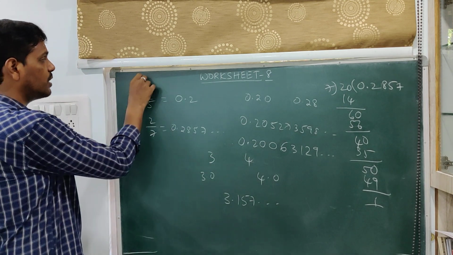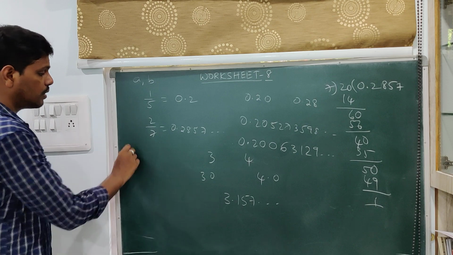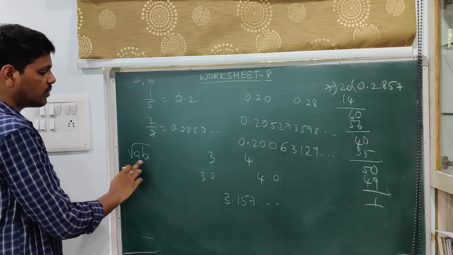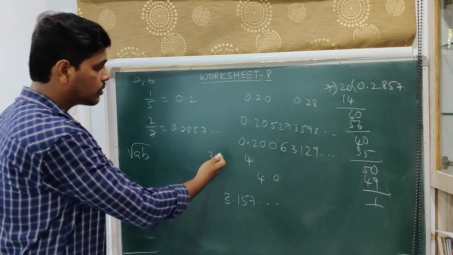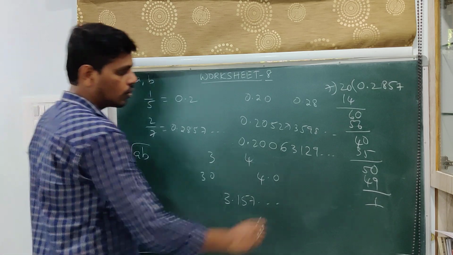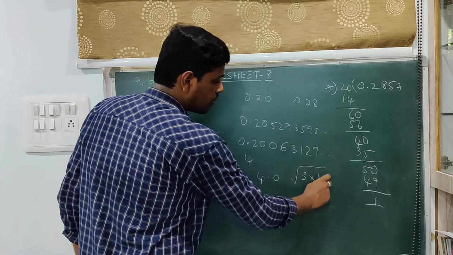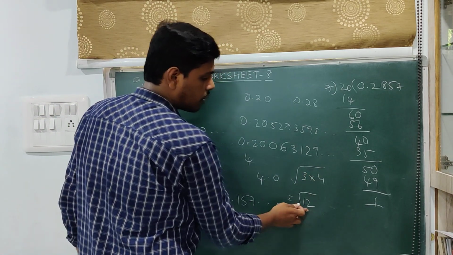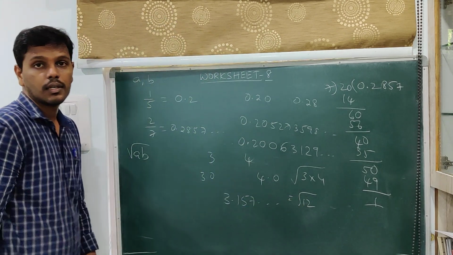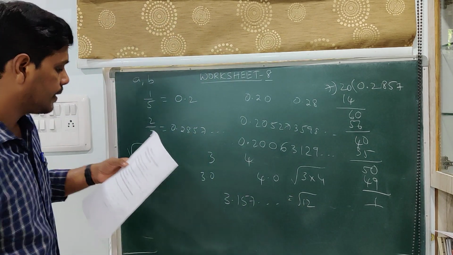That is, if a and b are two positive numbers, then root AB is your irrational number if AB is not a perfect square. Now check out whether AB is a perfect square or not. That is root 3 into 4. Root 3 into 4 is root 12. 12 is not a perfect square, therefore that is an irrational number. Next.